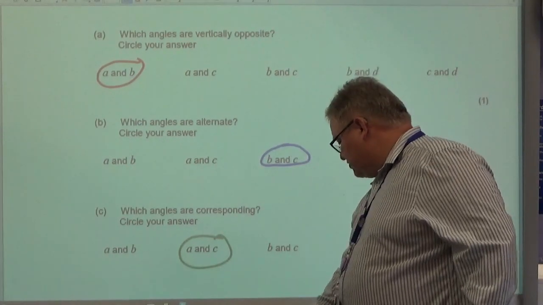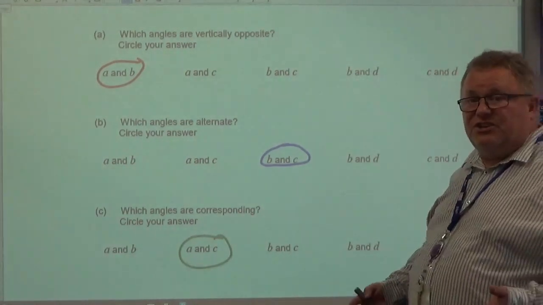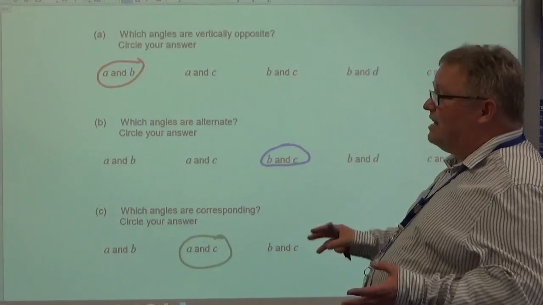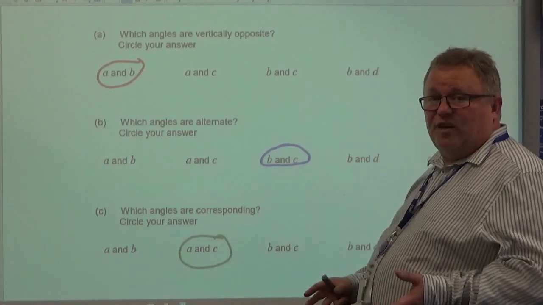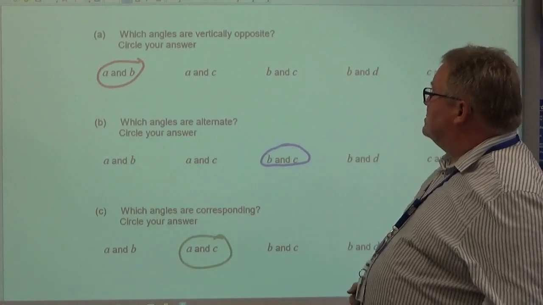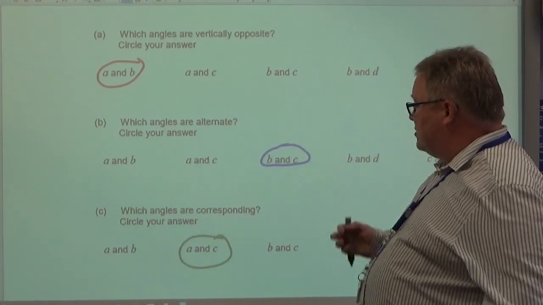Just remember, you really need to learn, if you don't already know, those parallel lines angle facts: vertically opposite, alternate, and then corresponding.